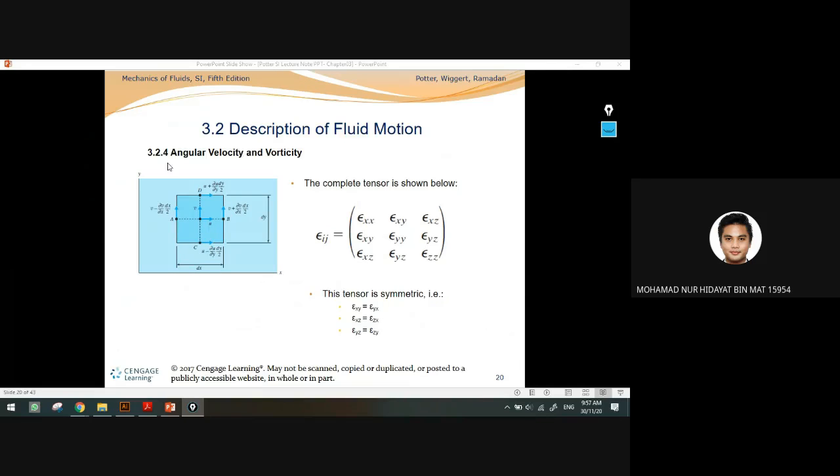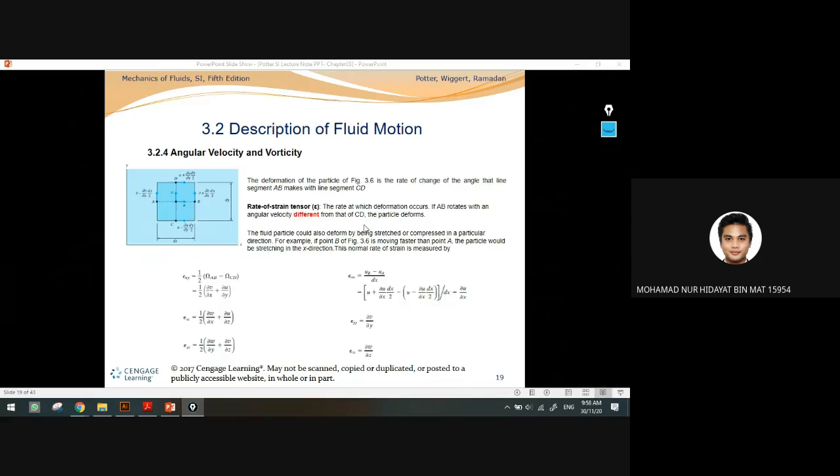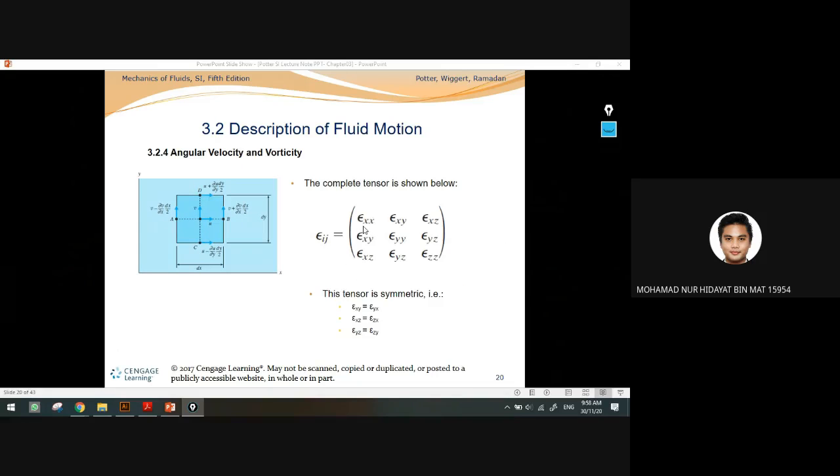So this is actually the angular velocity where we express the complete tensor as shown below. This is how we present it in terms of matrix form in X, Y, and Z direction. This is stress. This is the strain tensor in the XX component, YY component, ZZ component.